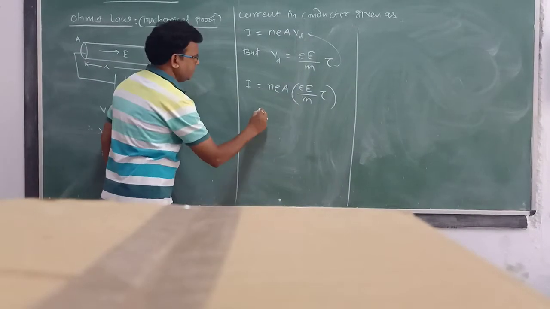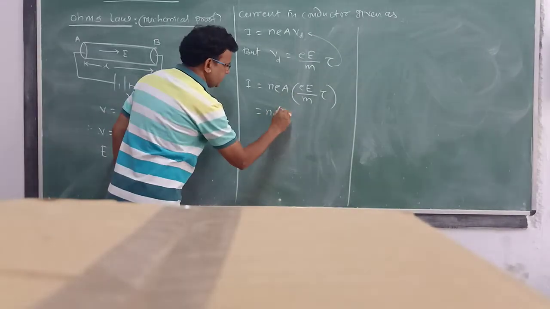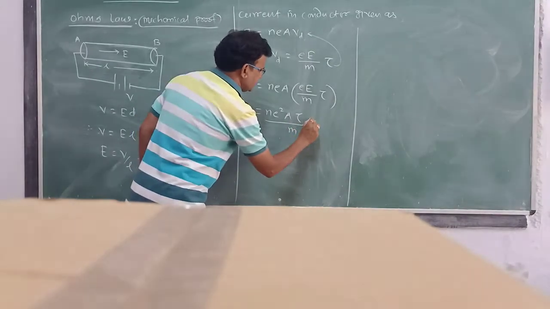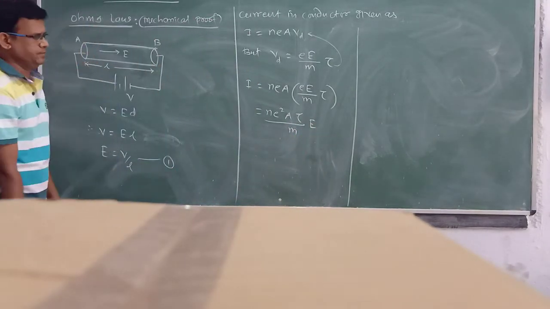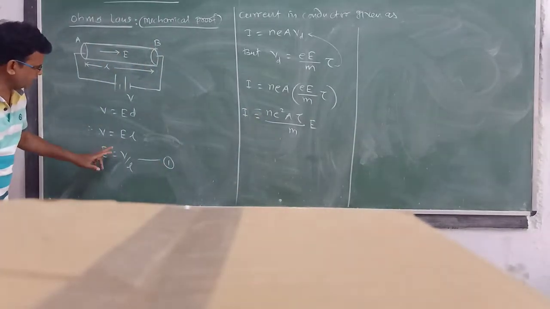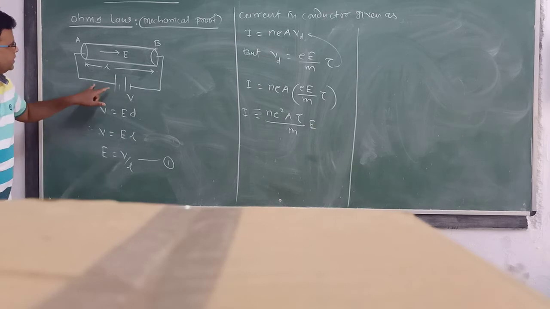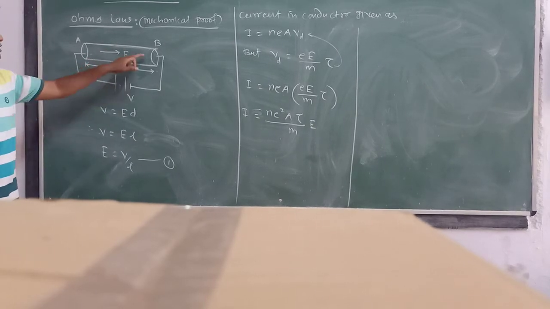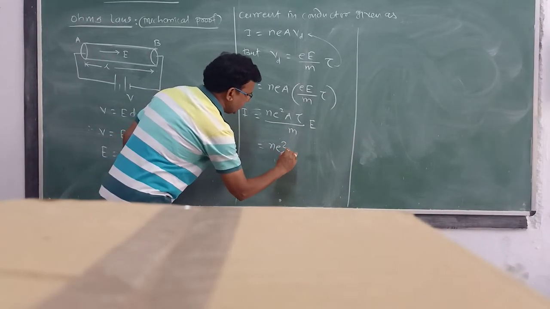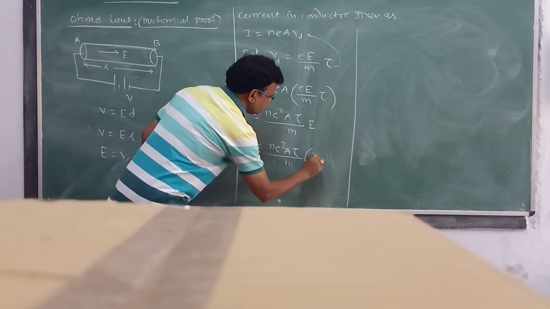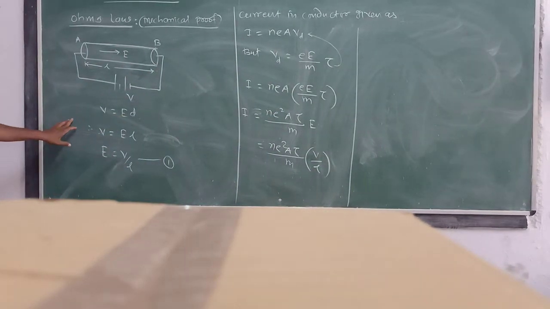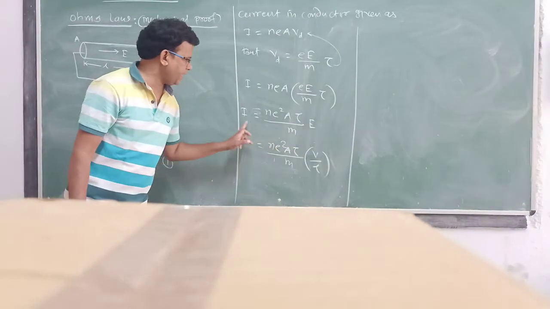You will get n, now e into e is e square, then A, tau, m. I just rearrange it and write the E last. So this is the formula for current we get. Now we have the relation E equals V by L, where V is the voltage or potential difference across the conductor. So in the place of E, I am putting e square A tau by m into V by L. From this relation, can we arrange the relation of V and I?